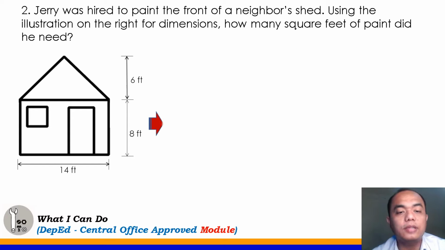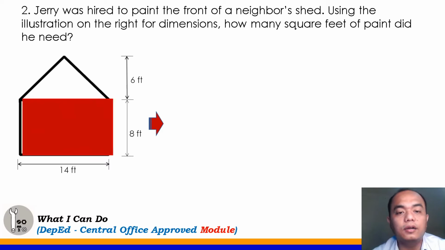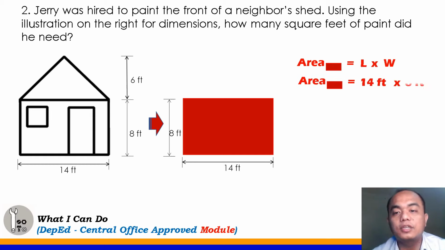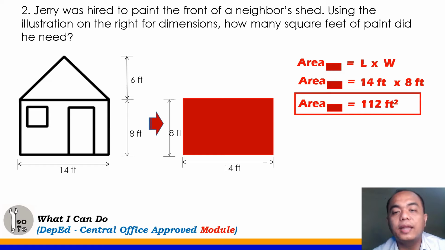Let's now proceed to the area of the rectangle. Ito one. So, gagamitin natin yung 14 by 8 na dimension. So, the area of the rectangle there is equal to length times width. Substitute class, no? And then 14 times 8 will give you 112 square feet. The area of our rectangle.